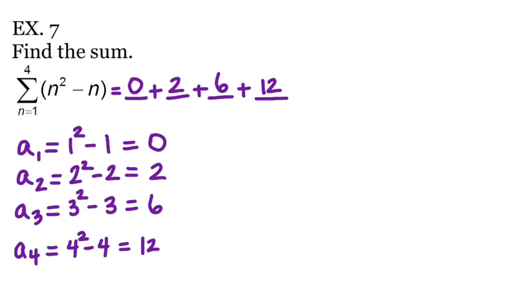So once you find the value of the sequence, then you just plug those in to add those together. So 0 plus 2 plus 6 plus 12 is equal to 20. So that's the sum of the sequence from 1 to 4 of n squared minus n.